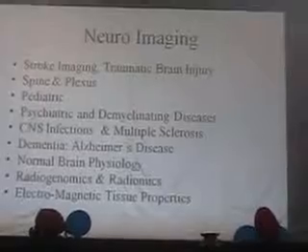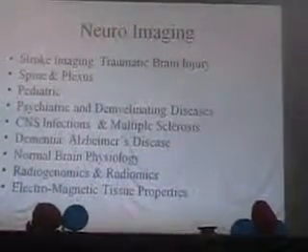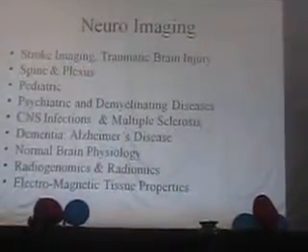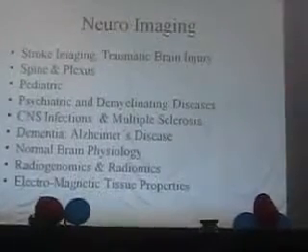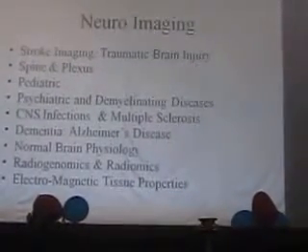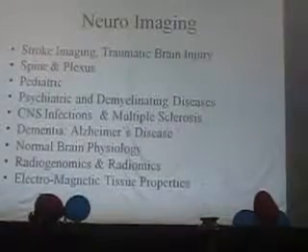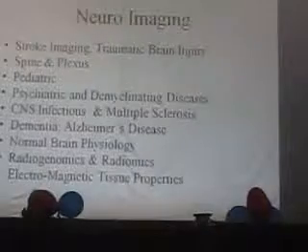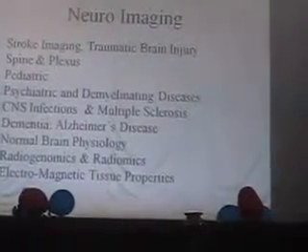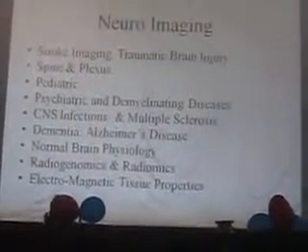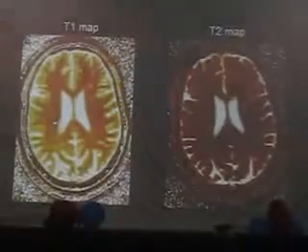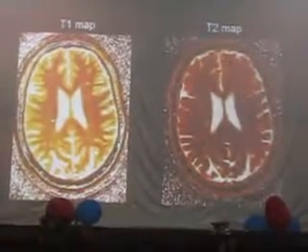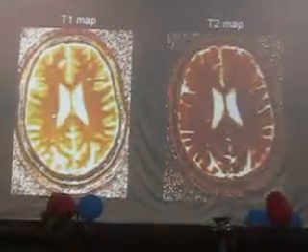Neuroimaging. In neuroimaging, stroke imaging, TBI, spine plexus, pediatric, psychiatric, demyelinating infections, dementia, Alzheimer's disease, also the ALS, amyotrophic lateral sclerosis, normal brain physiology, radiogenomics, that is the genetic variation of using radiation, and the gene expressions and the cancer imaging correlations, electromagnetic tissue properties. So these are the T1 and the T2 maps of the brain, which we can get by quantitative imaging. These are also the same, that shown is the grayscale image.